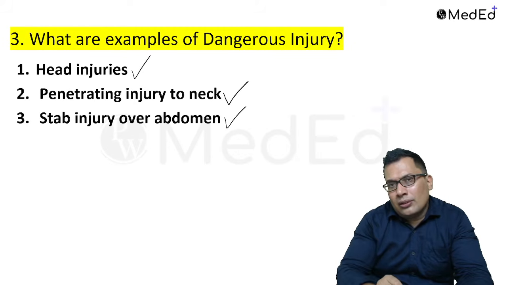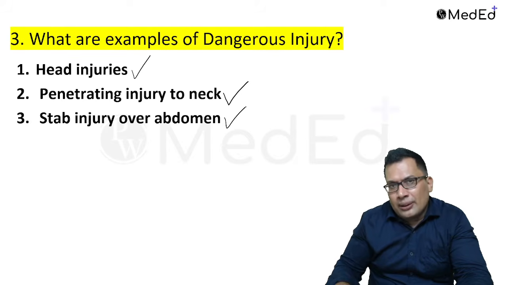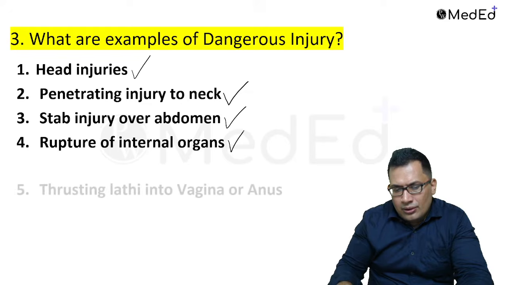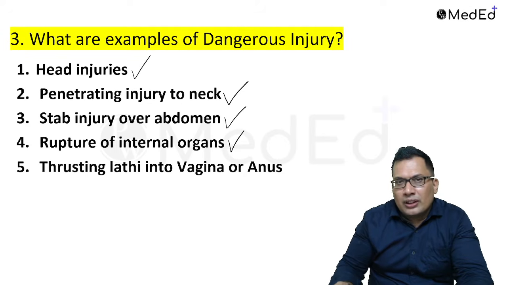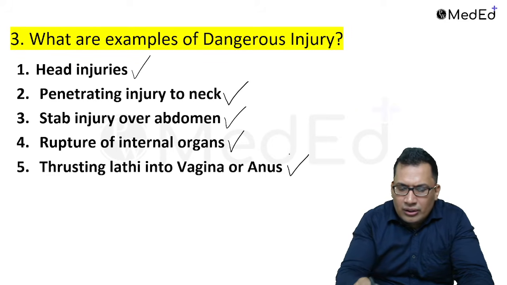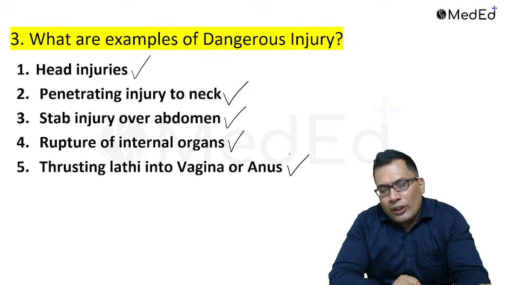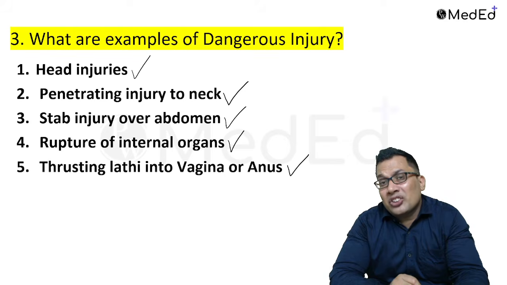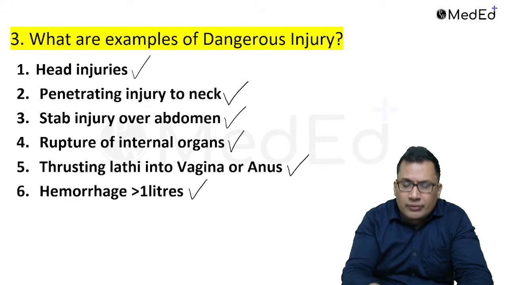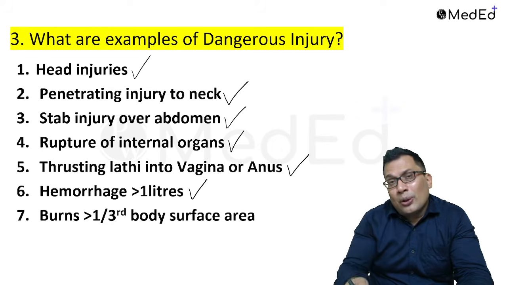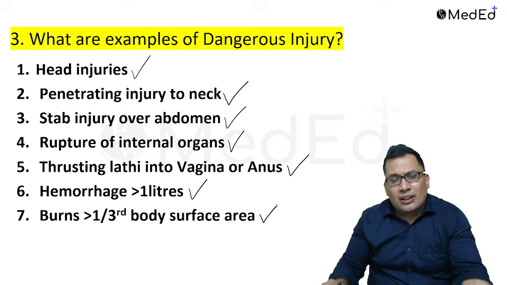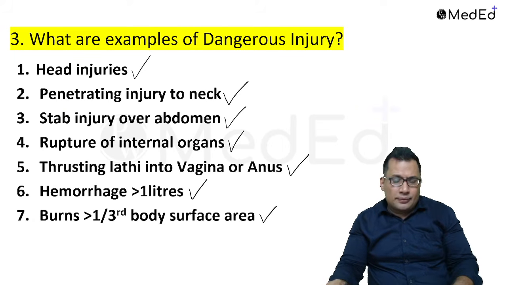Stab injury over the abdomen, piercing the peritoneum, rupture of internal organs, liver rupture, spleen rupture can lead to extensive hemorrhage and death. Or thrusting a lathi into the vagina or anus can lead to vasovagal inhibition and death. Hemorrhage of more than 1 liter, burn of more than one third of body surface area. All these are examples of dangerous injury.